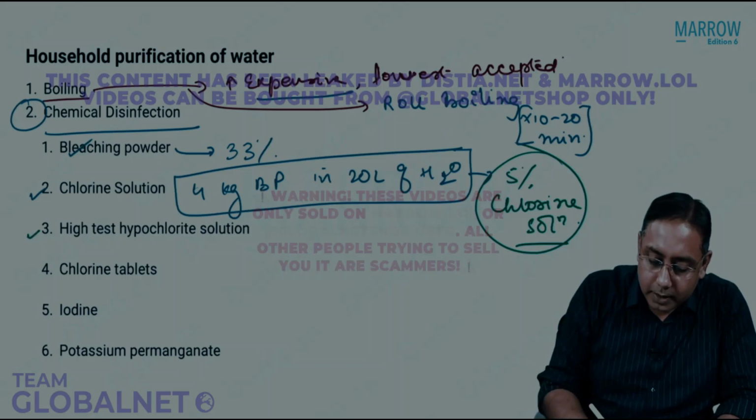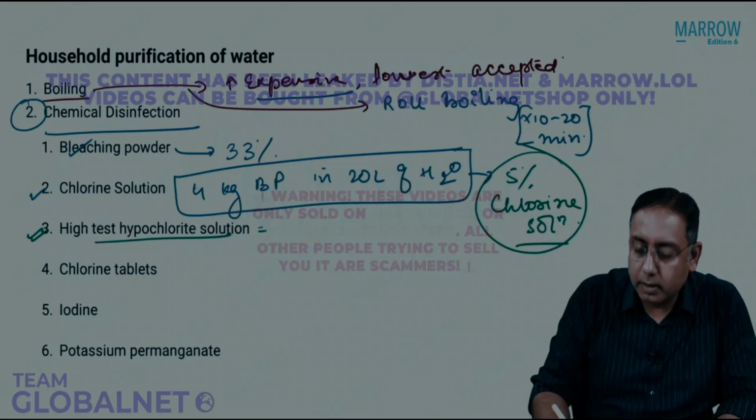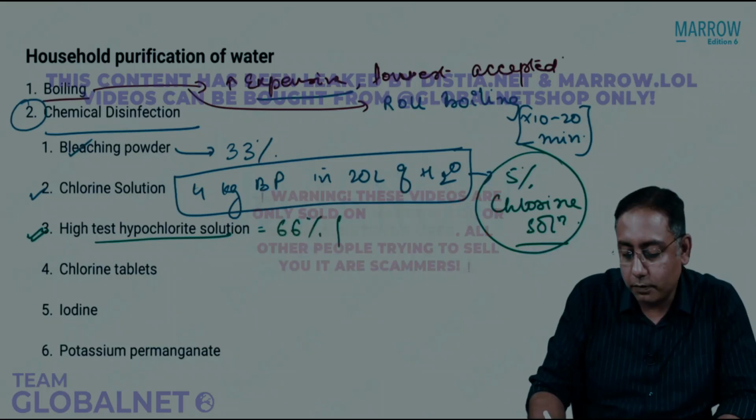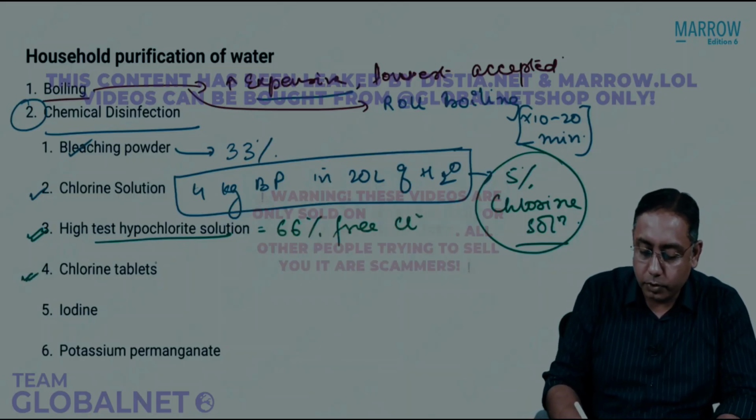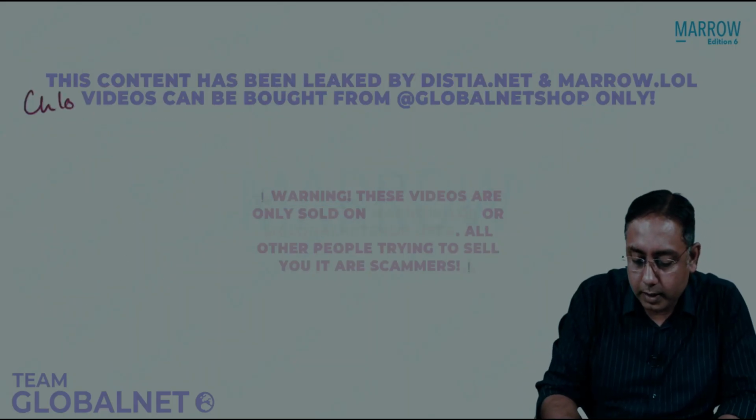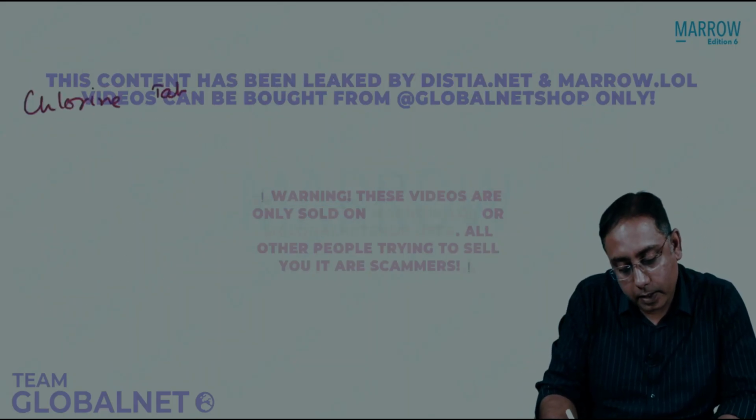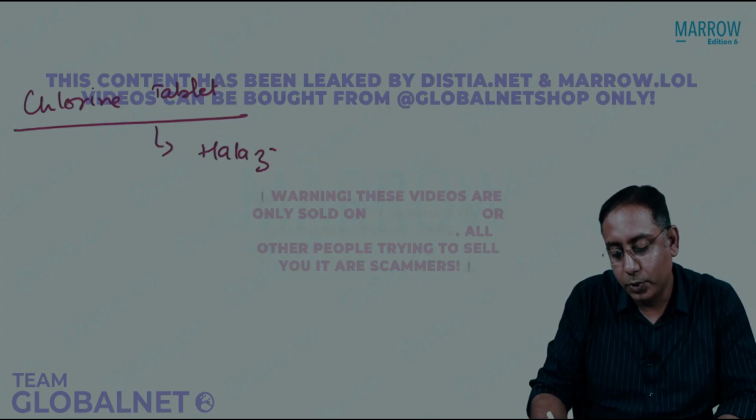Another method that we can use is high test hypochlorite. It is nothing but the perchloron. We already talked that it is going to give you 66% free chlorine. So we can either use perchloron or we can use chlorine tablets. A lot of MCQs come on chlorine tablets. The chlorine tablets are available in the government setup. They are called halazone tablets.